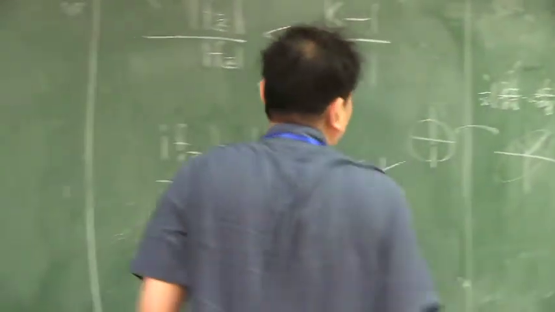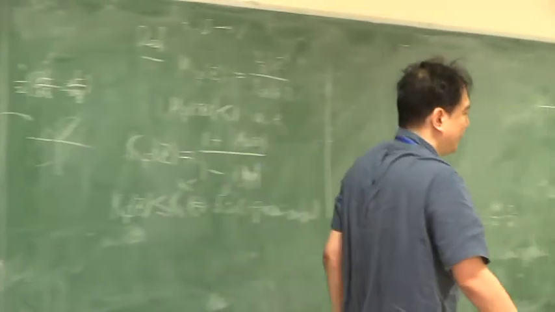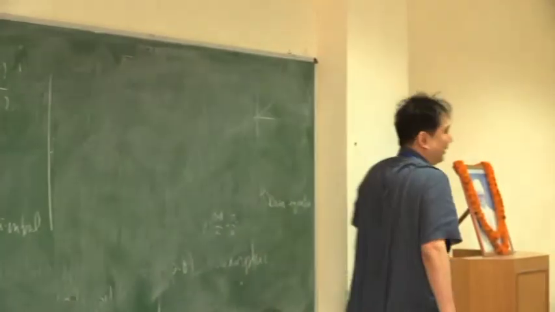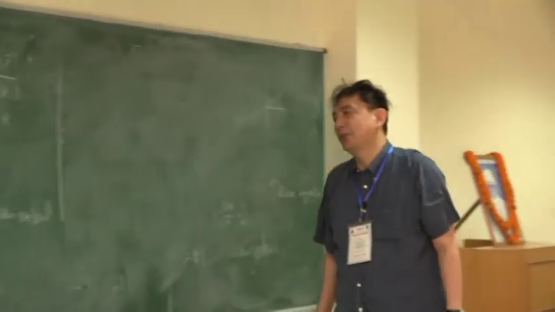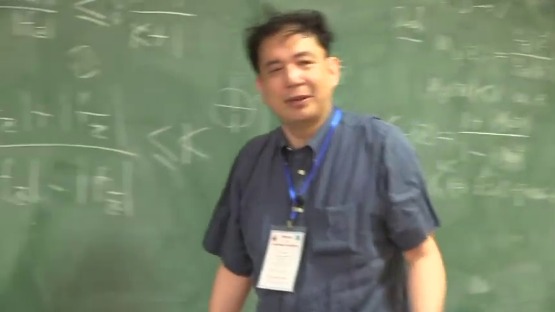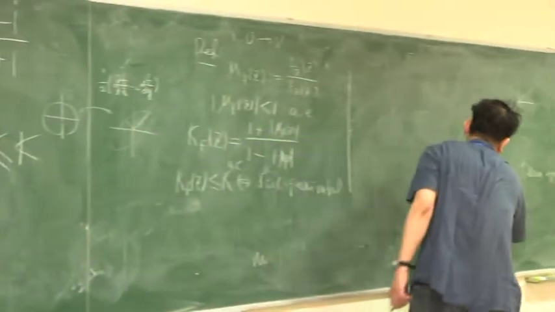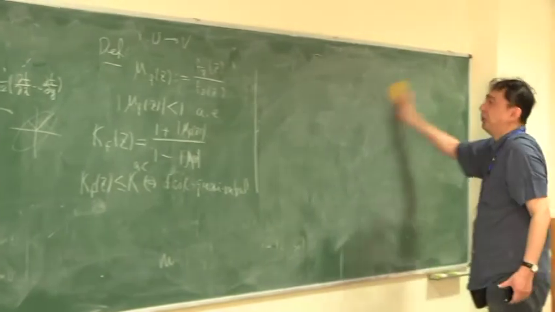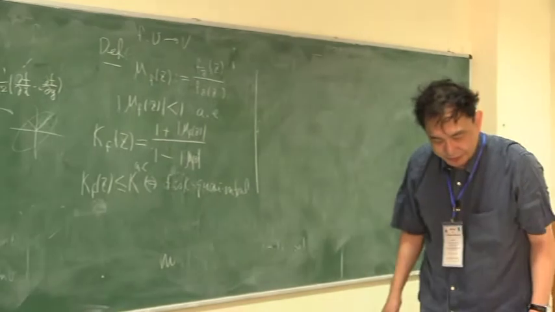So if there exists some k bounding this function, then the homeomorphism is called simply K-quasi-conformal. So K-quasi-conformal means it's bounded by K. If there exists some bound, then it's called quasi-conformal. And for a quasi-conformal homeomorphism, we define something called a maximal dilatation.